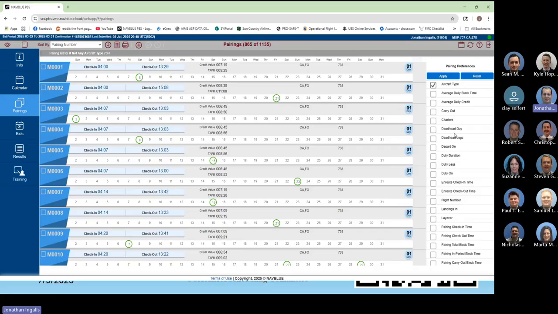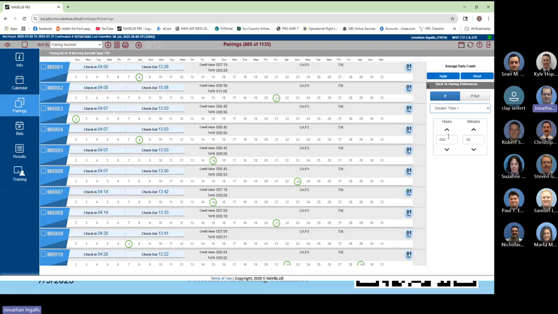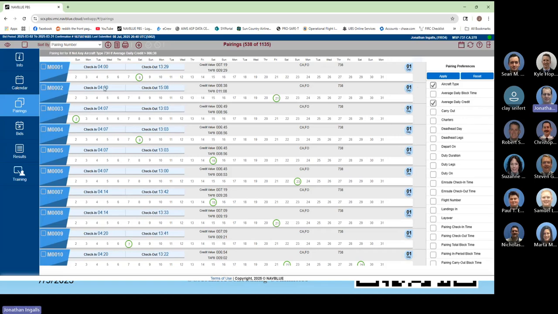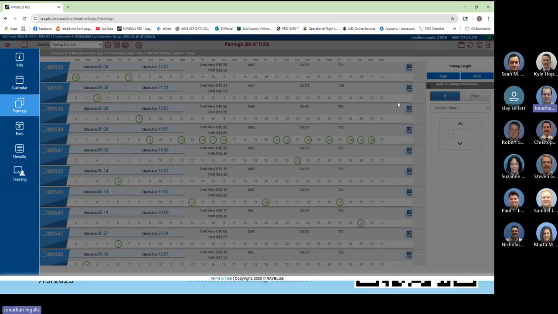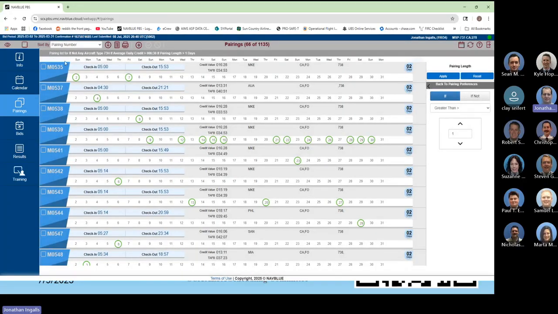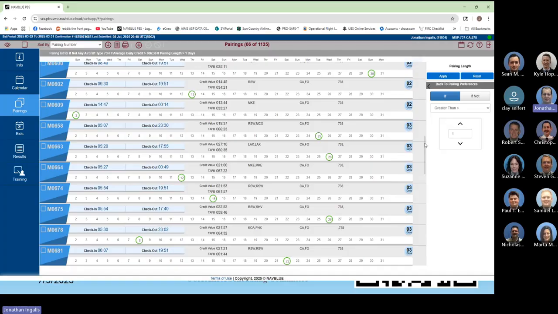Let's just say I want average daily credit greater than 6:30, so I want to see efficient pairings. Hit apply there. Now things are getting filtered, but we still see a lot of one-day trips because turns are efficient. So to make those go away, I'm going to go to pairing length and say greater than 1 day. Now I'm seeing every pairing that has an aircraft that is not a freighter, has an average daily credit of greater than 6:30, and has a trip length greater than 1 day.